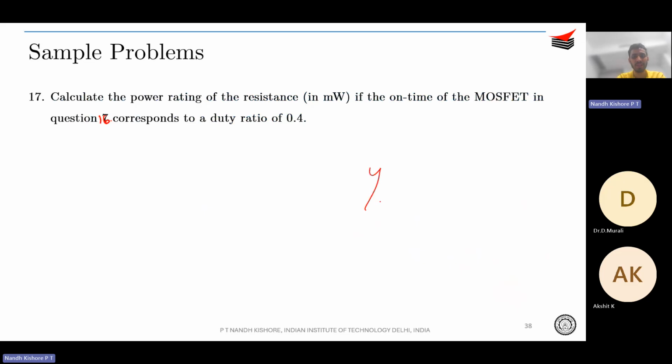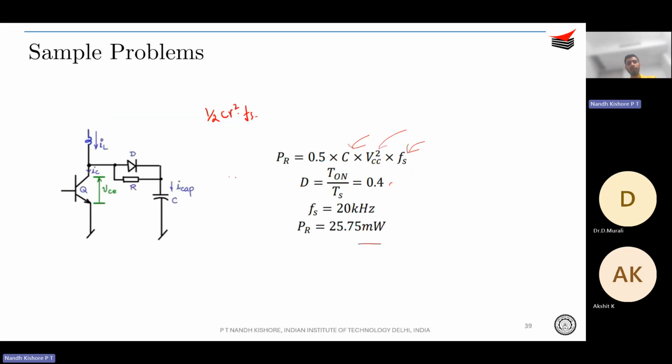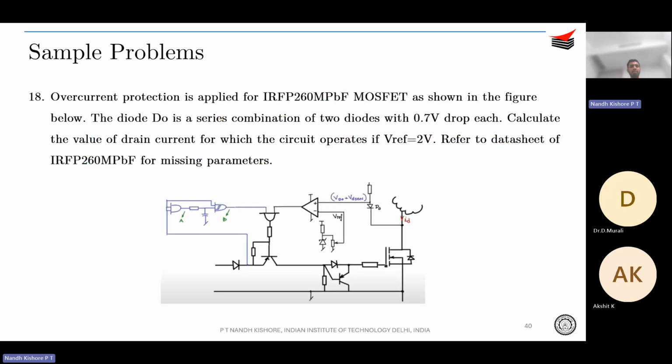So the power rating for the resistance is basically it has to dissipate the energy stored in the capacitor, in the snubber capacitor. So half CV square into Fs. Correct. So yeah, so you know all of that, you get what is the power in the resistor. Okay, so this was one problem set. Okay, we will move on to the next last two questions.